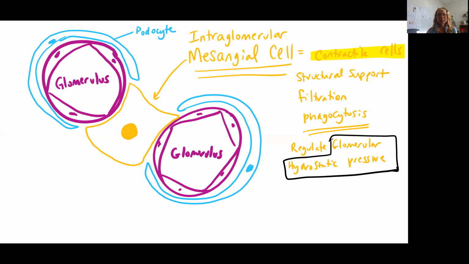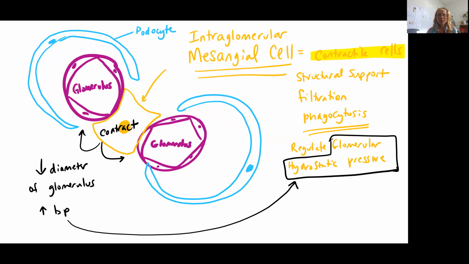We'll see that these cells are involved in autoregulation. So if the blood pressure is low, then these cells will contract, decreasing the diameter of the glomerulus, increasing the blood pressure. So this is a really quick, very localized, automatic way of helping to adjust the glomerular hydrostatic pressure.